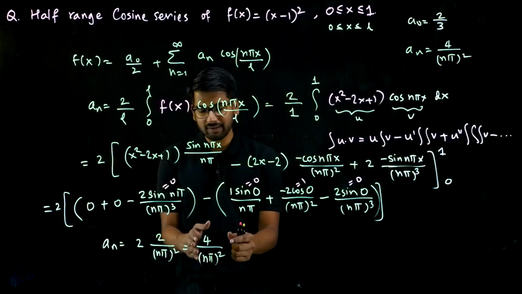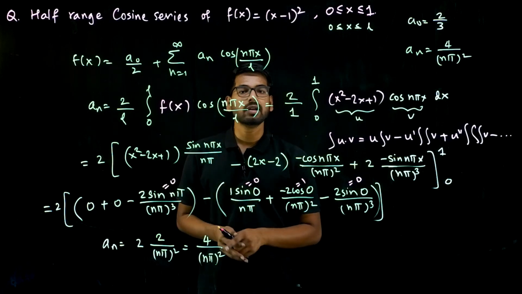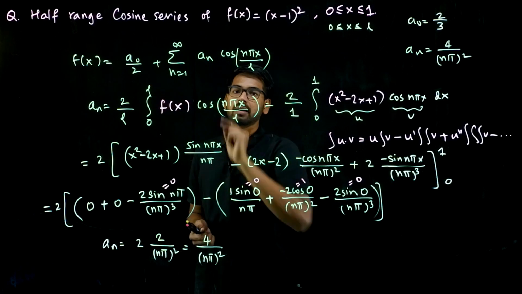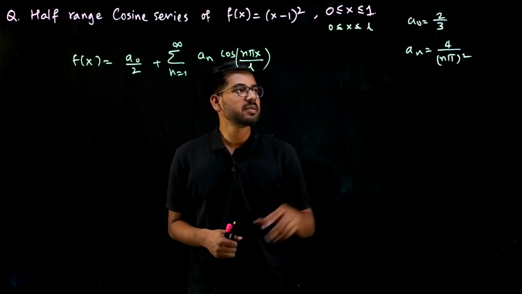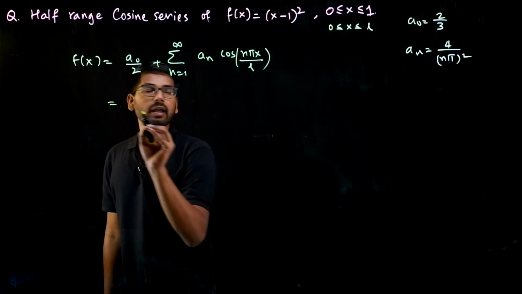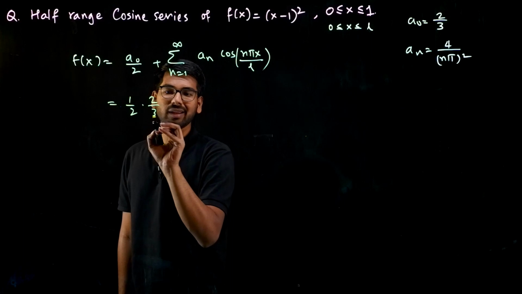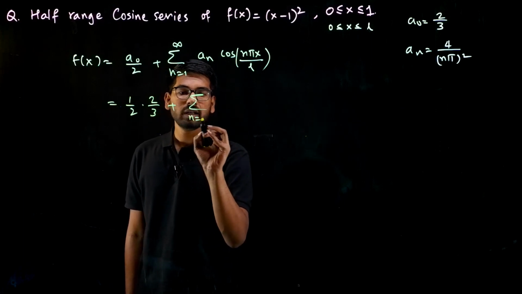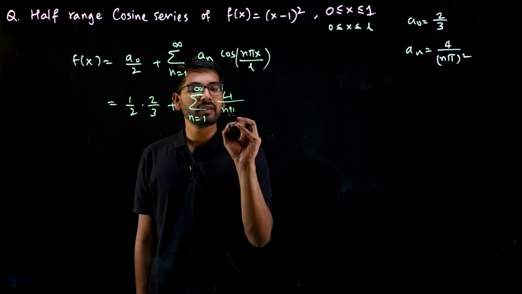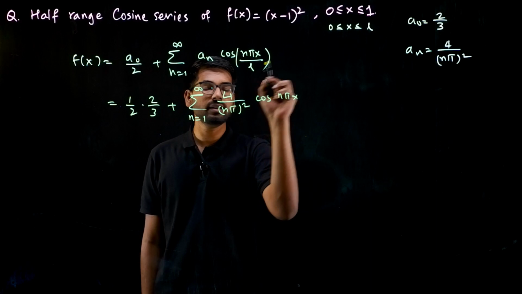The term we will get at the last is very small, but we have to do all this integration and evaluation of limits to get this. Now that we have found a0 and an, let's substitute them here. Now let's substitute a0 and an in place of a0 and an here. So what will we get? a0 is 2 by 3, 1 by 2 into 2 by 3, plus summation from n equal to 1 to infinity, An is 4 by n pi square into cos n pi x, where L is 1.